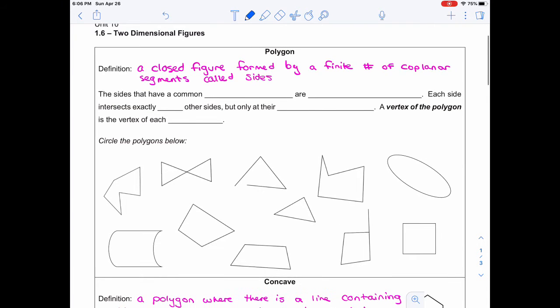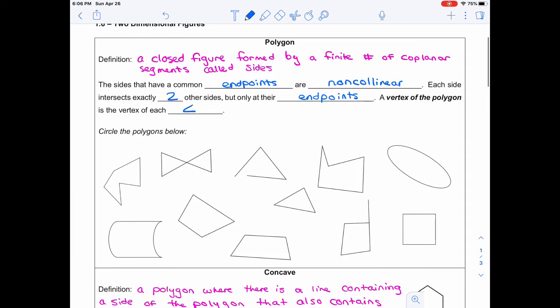So we have a polygon. I have our definition here as a closed figure formed by a finite number of coplanar segments called sides, and the sides that have common endpoints are non-collinear. And remember all that means, they're not in a line. So we have each side intersects exactly two other sides, but only at their endpoints. And then finally, a vertex of the polygon is the vertex of each angle, okay?